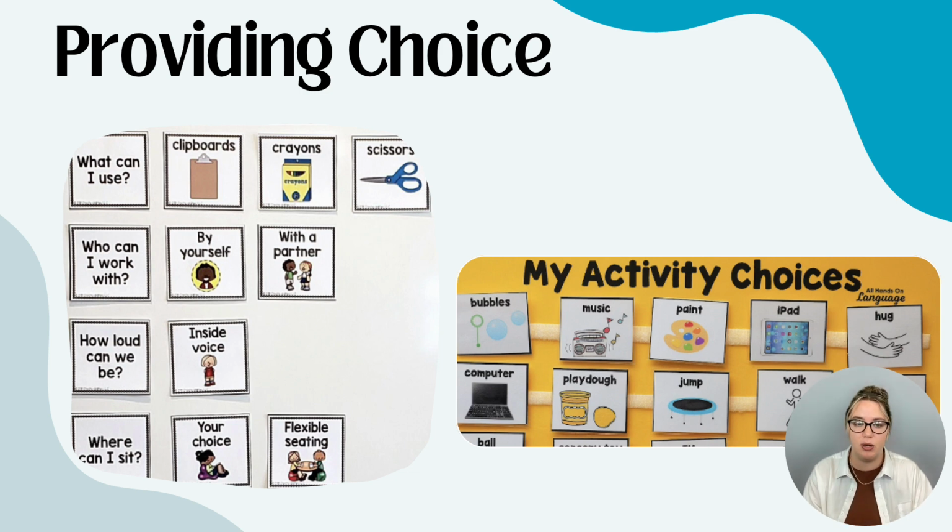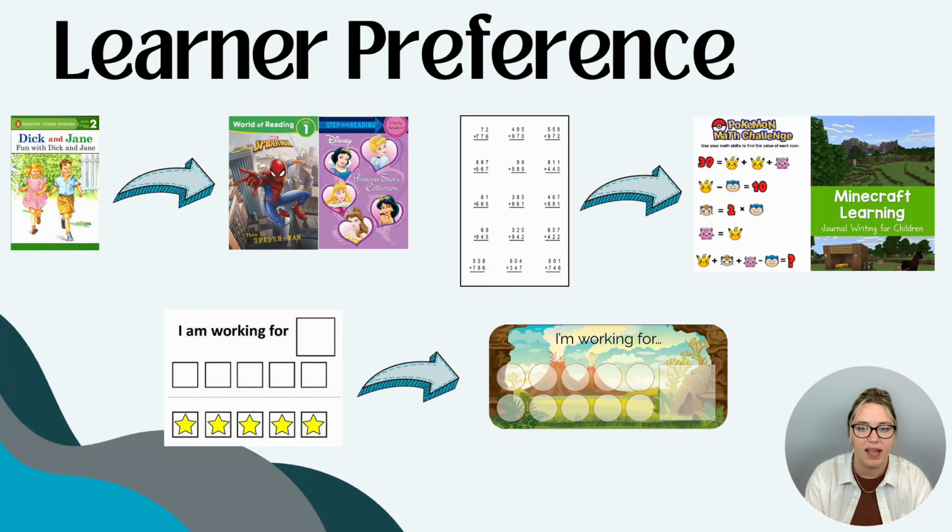Sometimes learners on the spectrum have a hard time making a decisive choice. So giving them the visual representation is just another way we can support our learners and give them the opportunity to choose for themselves. And then this is an example of what we mean by learner preference.